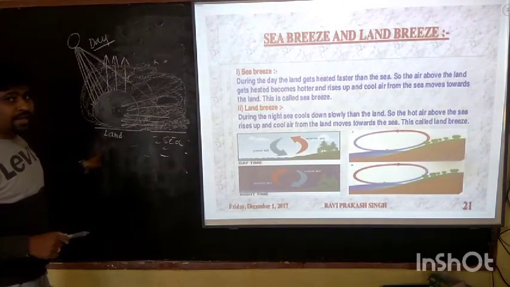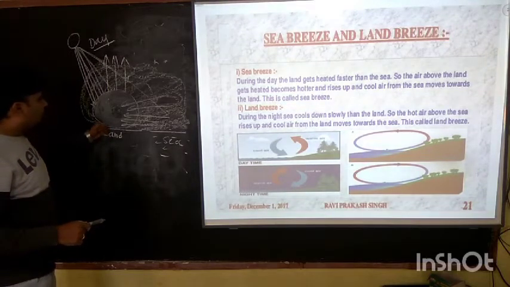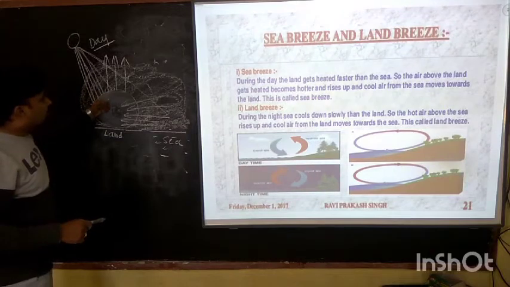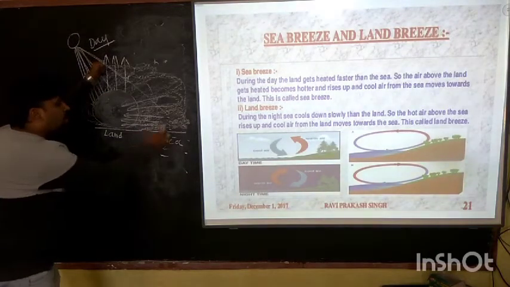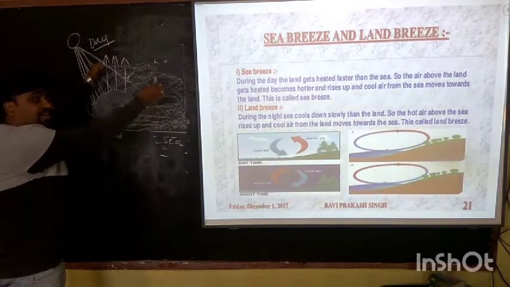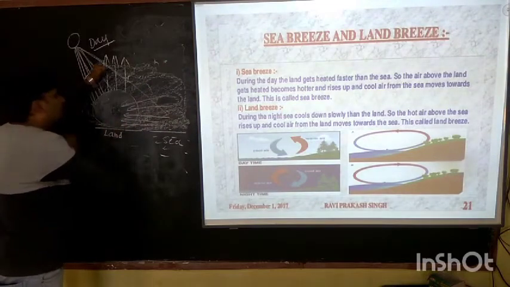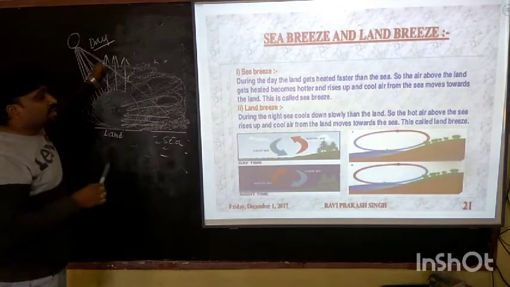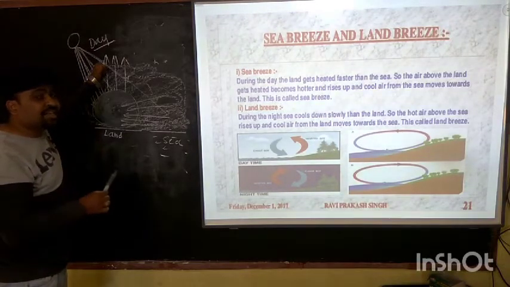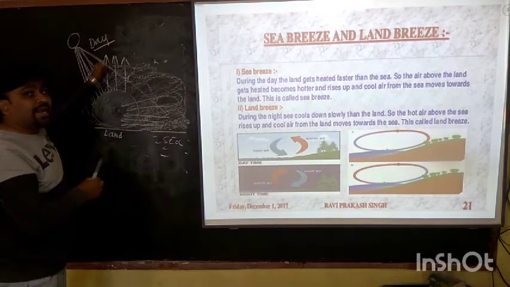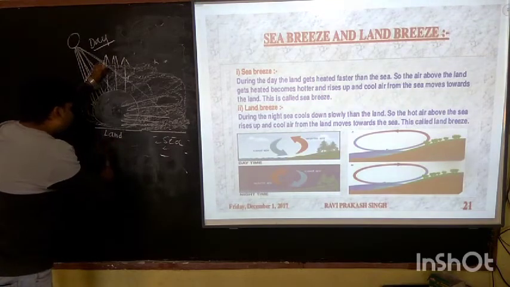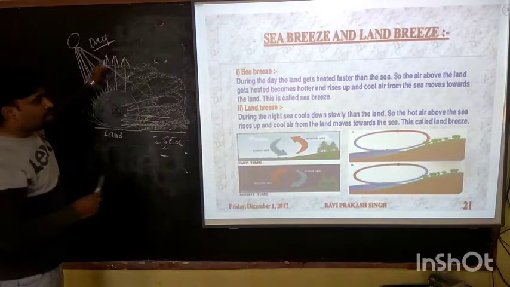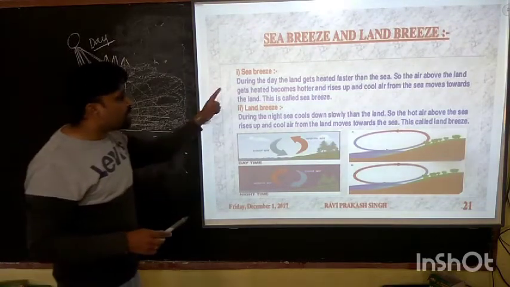Due to the daytime, the air above the land is completely hotter. This hotter air rises up, then the cold air above the sea level enters this vacant place. This process is called sea breeze. Because of this, during the daytime, land becomes hotter compared to the sea.